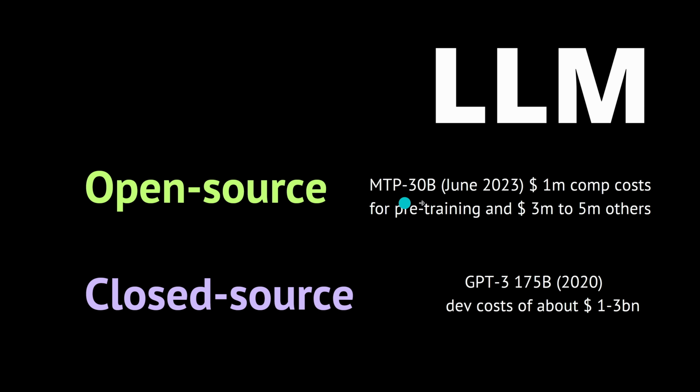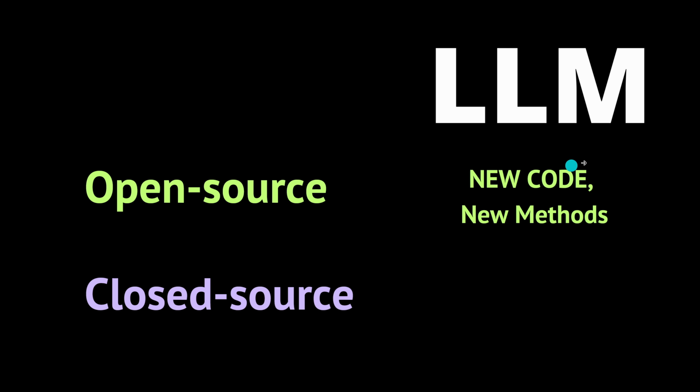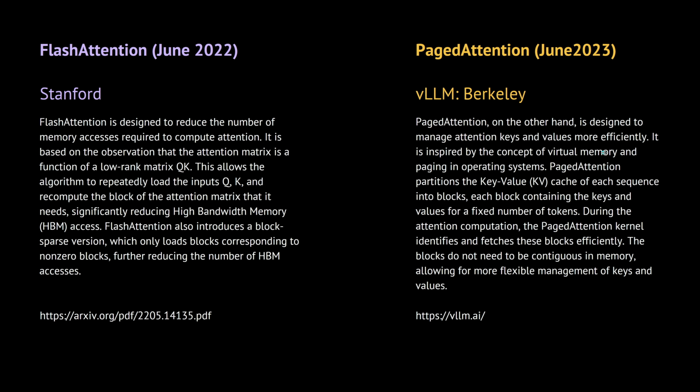But more or less, these two models, according to what the creators claim, are identical to or a little bit better than GPT-3. So you see, what closed source was in 2020, we are now there in 2023. And you say, hey, wait a minute, we have new code, we have new methods, we have new applications, we have faster GPUs. How is this possible?